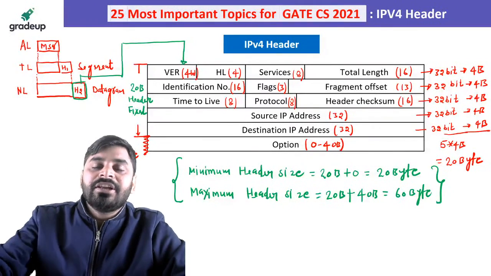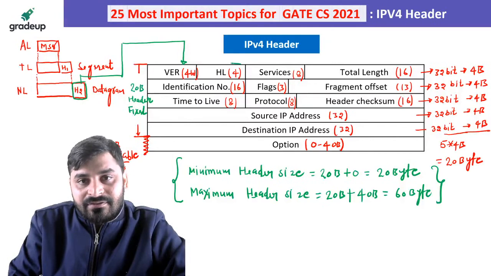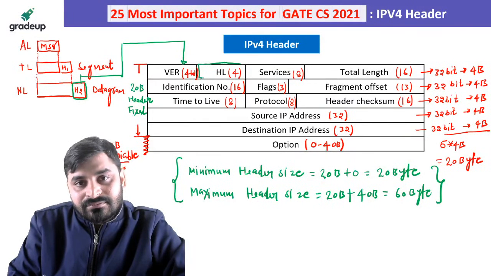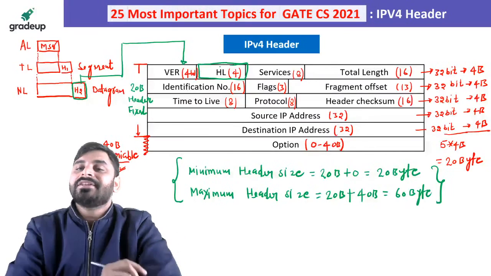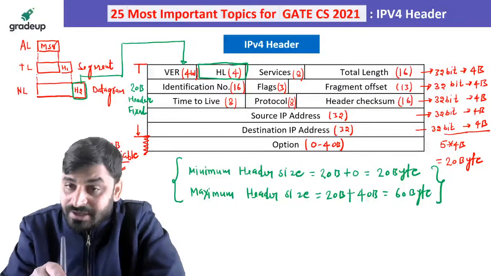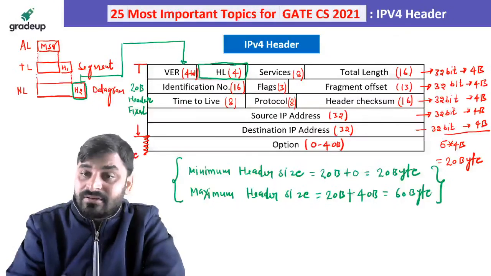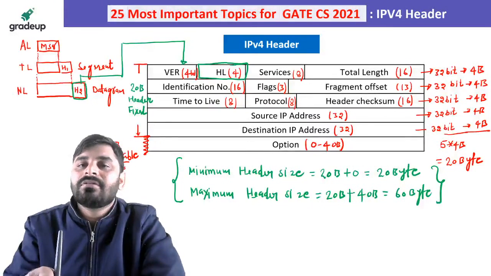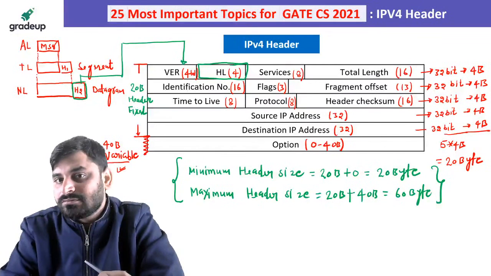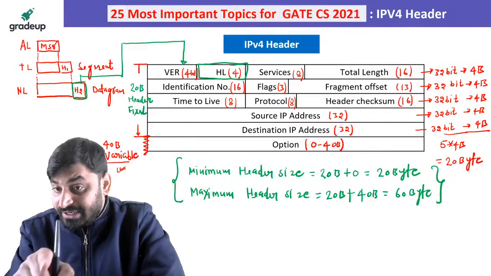So that's why we need a field whose name is header length field. This is the header length field. First of all, I will discuss the header length field. In the header length field, I will write whether the header size is 20 byte or 30 byte or 40 byte or 50 byte or 60 byte, because it is not fixed.